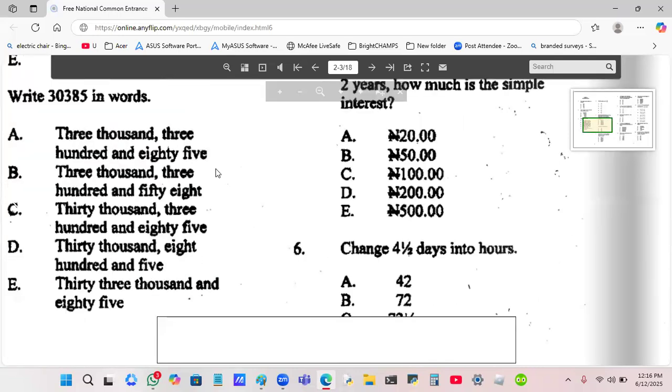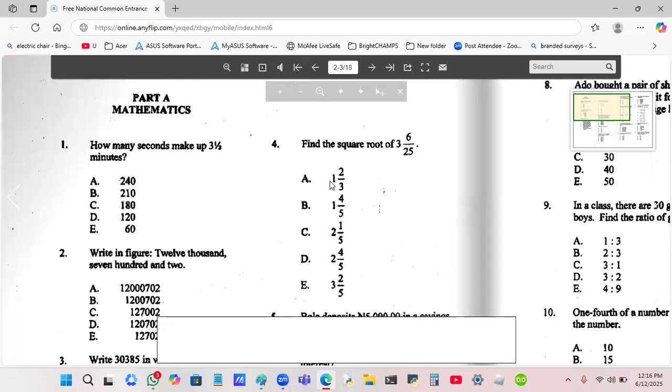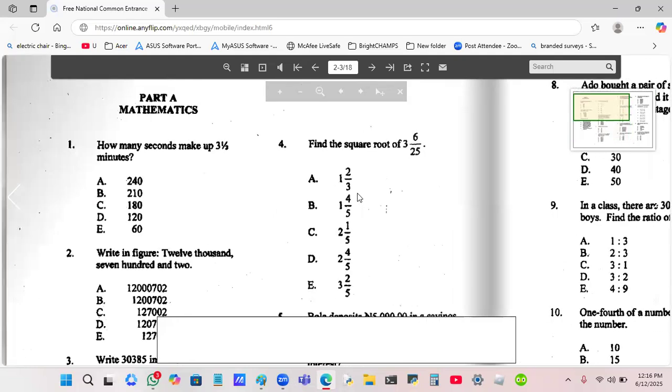This zoom is too much. Zoom out and go to number 4. You are spending time zooming, you are wasting time, and we need to move.